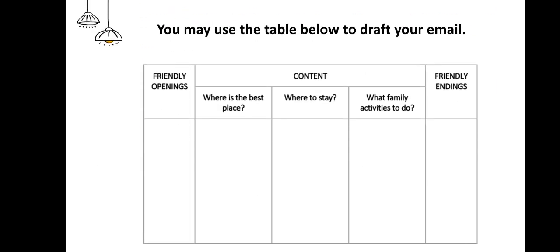So here you may use the table below to draft your email. As you can see, friendly openings, and then you have the content. You answer the three questions given: where is the best place, where to stay, and what family activities to do. And last one, you put the friendly endings.